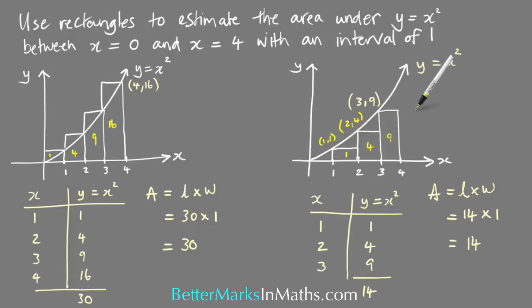This one over here is where the left-hand top corner of the rectangles touch the curve, and this, as you can see, is going to underestimate the area beneath the curve because you're leaving out these little triangular bits here. And there's only 3 x values for this particular example. The 3 left-hand top corners of those rectangles touch the curve, so there's only going to be 3 x values, and they are 1, 2, and 3.